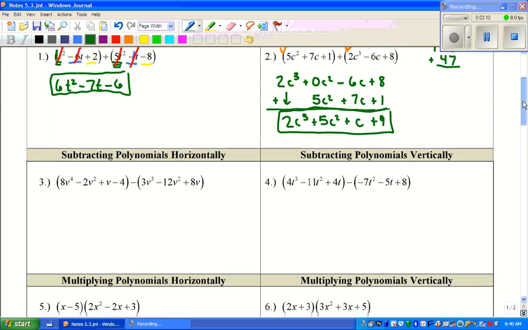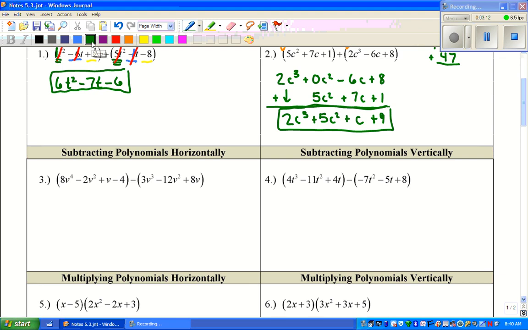All right, subtracting polynomials now, the second thing we want to talk about today. If you subtract polynomials horizontally, I want you to be very careful about this negative sign right here. I know that there's a negative 1 right here, so I want to distribute that negative 1 inside the parentheses, so I'm going to get rid of that negative sign. I do not touch these up front, so I'm just going to rewrite these.